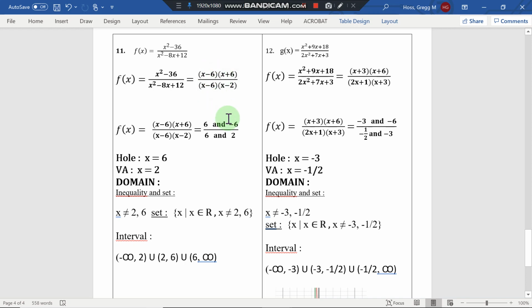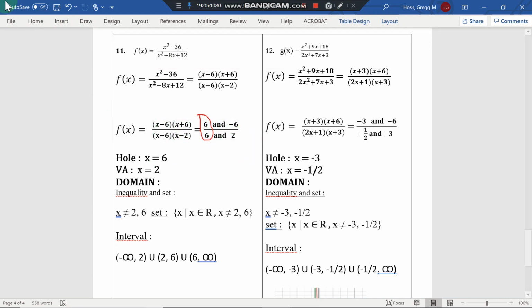All right. The numerator zeros are 6 and negative 6. The denominator zeros are 6 and 2. So we'll go ahead and draw a circle around our matching zeros, which means that's where the hole will be.